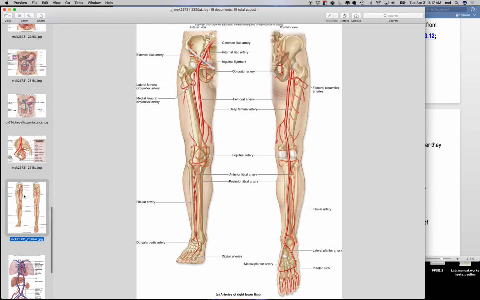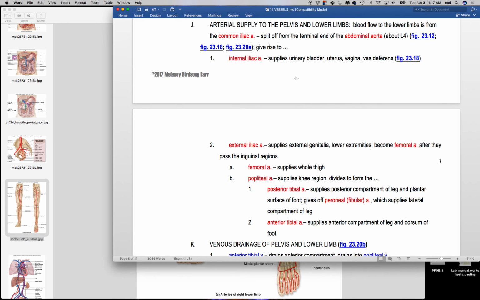Let's just follow that one real quick. Okay, so external iliac artery is super easy. Goes through the thigh, it's called the femoral. Dives behind the knee, you call it the popliteal, yeah? And then it's going to split off into the anterior and posterior tibial, and then you're going to have a fibular, which is going to go lateral. It'll be super easy. Just watch.